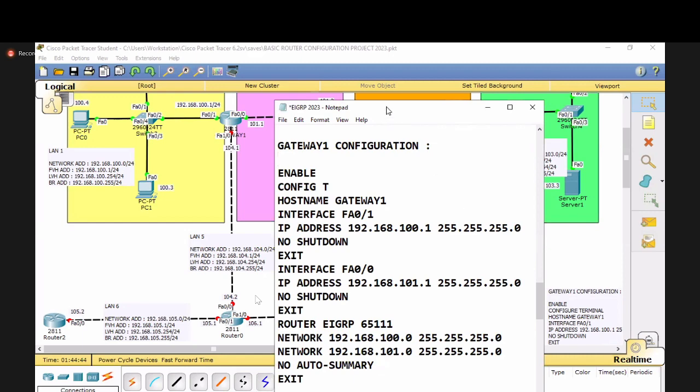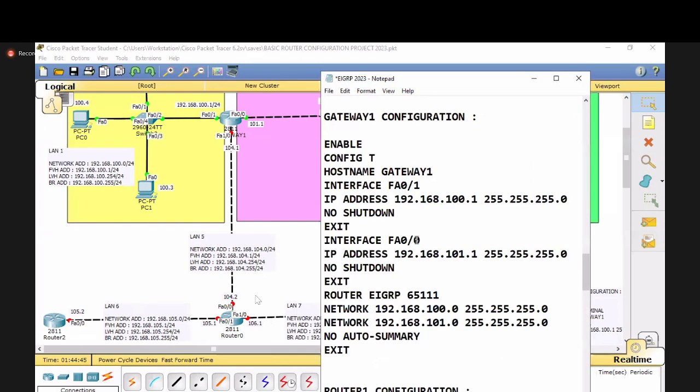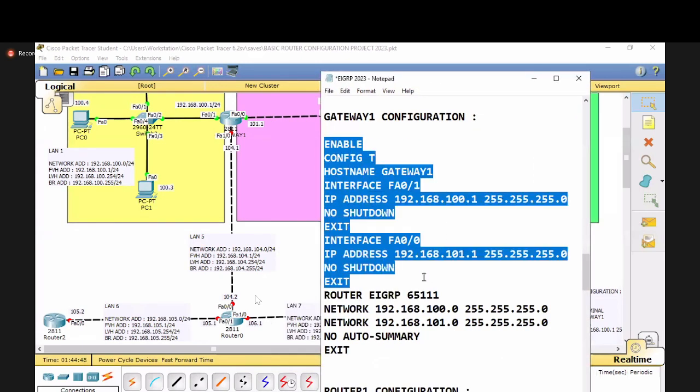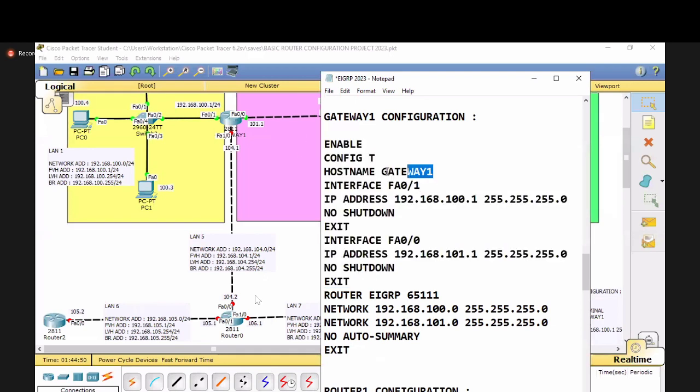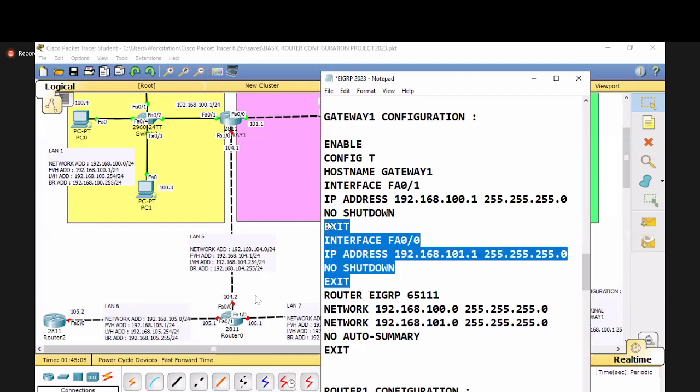See the configuration of gateway one? How are we configuring it? First the IP address, right? Yes, sir. Then subnet mask, no shutdown, exit. Then interface FastEthernet 0/0, then IP address, no shutdown, exit. Like that. This is your 1/0. So you write interface 1/0, then IP address 104.1, subnet mask, no shutdown, exit.